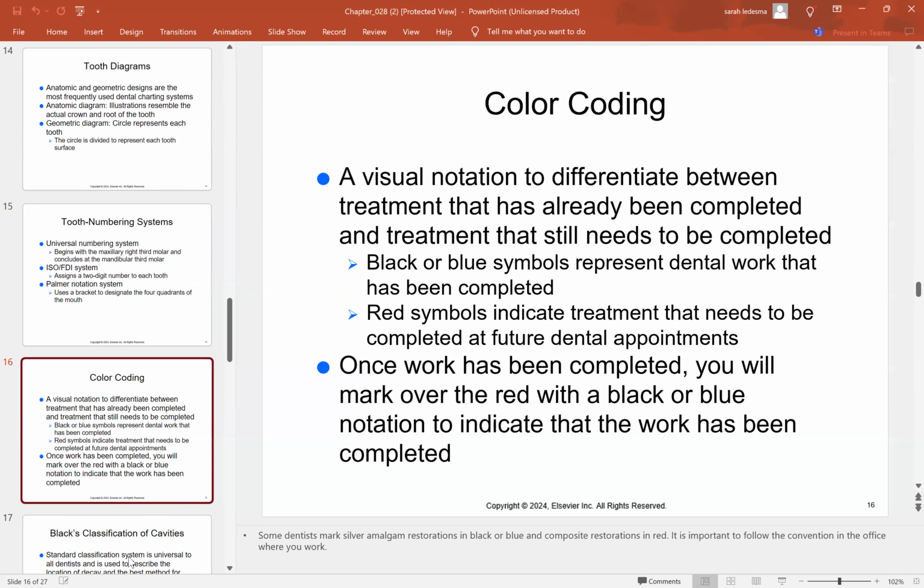In color coding, a visual notation differentiates between treatment that has already been completed and treatment that still needs to be completed. Black or blue symbols represent dental work that has been completed. Red symbols indicate treatment that needs to be completed at future dental appointments. Once work has been completed, you will mark over the red with black or blue notation to indicate that the work has been completed.